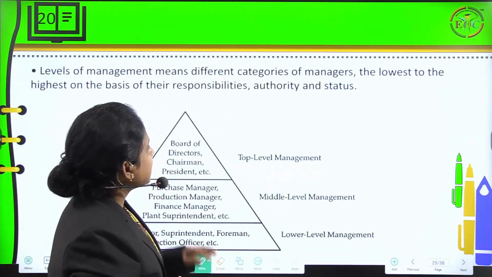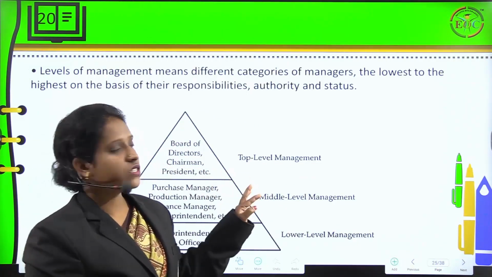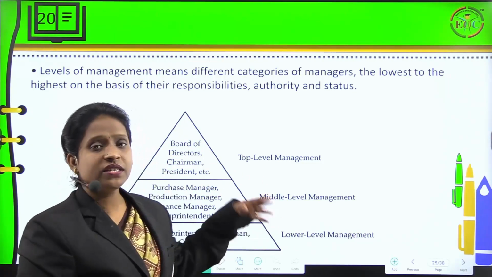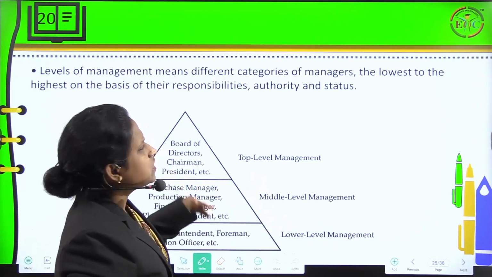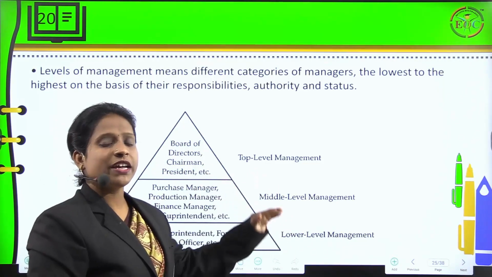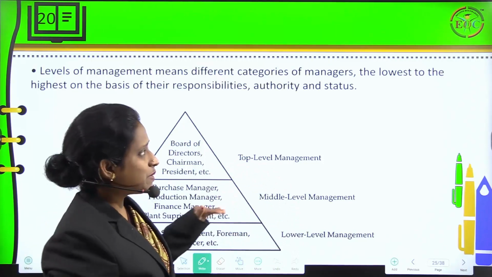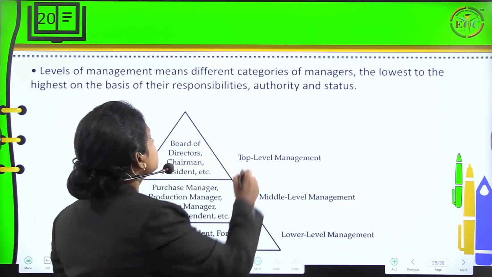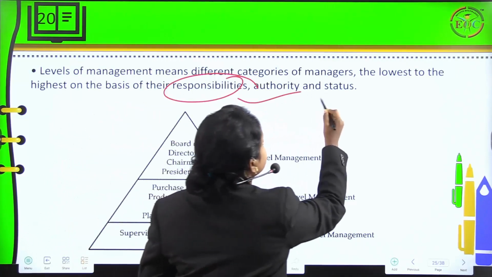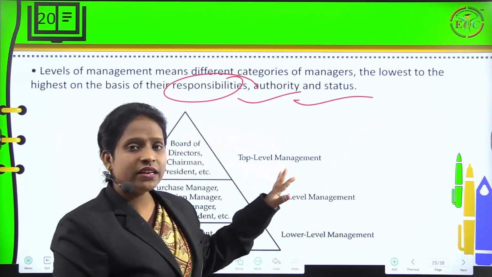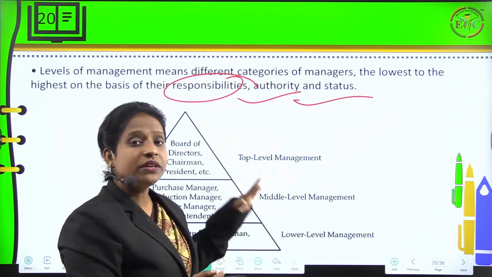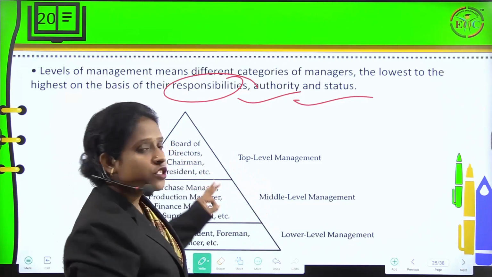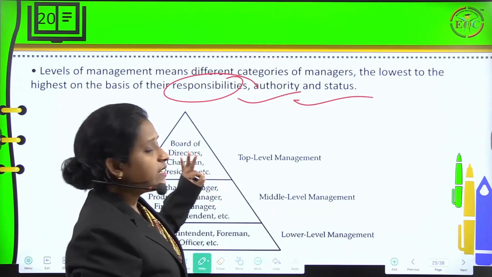Next, levels of management means different categories of managers, as we have learned, from the lowest to the highest on the basis of their responsibilities, authority and status. So we have categorized into top level management, middle level management and lower level management based on responsibilities, authority and status. Based on these three things, we categorize management into three types. That is, top level management will have more risk, more responsibility, right? The status will be more.